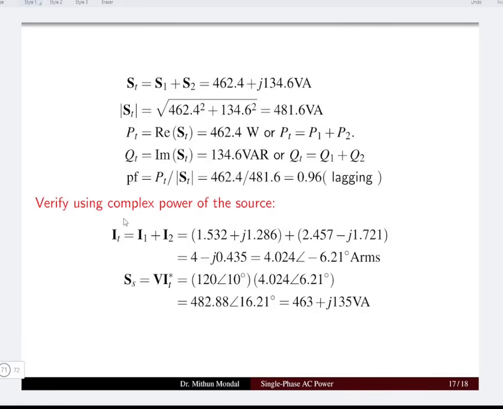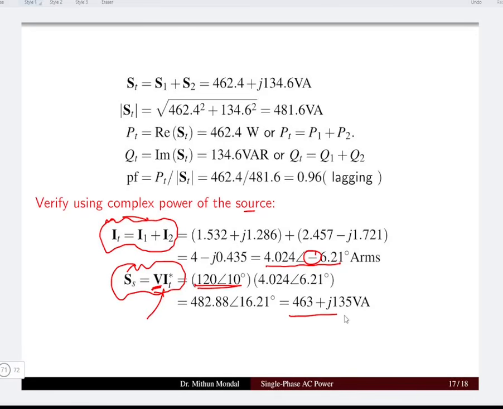We can verify this complex power of the source by using the concept of the current, that is I1 plus I2 is the total current, and the source power is V I conjugate. So the total current we have computed as 4.024 angle 6.21. We can take the conjugate of that, so negative will be positive, multiplied with the total voltage which is 120 angle 10. That gives 463 plus j135 volt ampere. So this is what we got earlier with the concept of the complex power. This verifies that yes, the answer is correct.